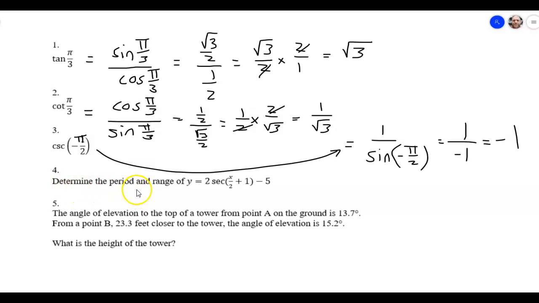All right, determine the period and the range of 2 secant of (x over 2) plus 1 minus 5. Now this one looks pretty hard, but it's really not too bad. So we'll start with the period. So the period of the normal secant function is equal to 2 pi. And in this case, all we're going to do is take that 2 pi and divide by whatever coefficient or scalar or constant is multiplying the x here.